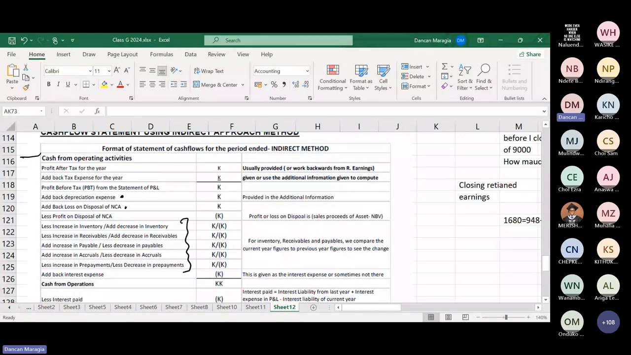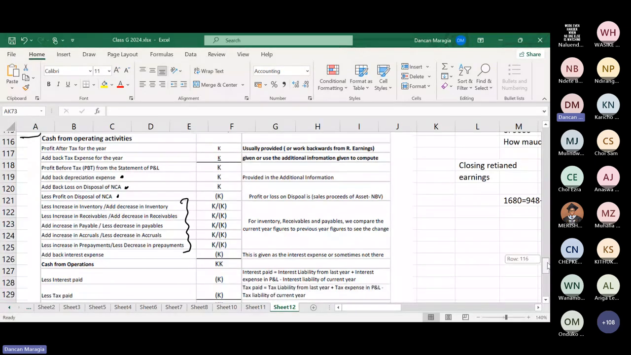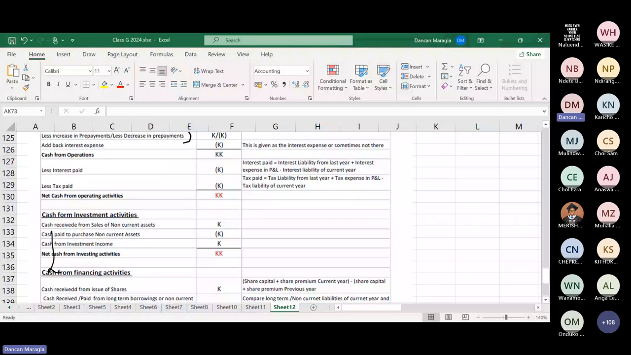Loss on disposal, profit on disposal will also involve non-current assets, and probably you will get it together with those other figures. Then when you come to cash received from sale of non-current assets or cash paid to purchase non-current assets. So all non-current assets figures, some are given directly in the question, some of those you may actually need to calculate from the information given. So that is what I had actually intended with that non-current asset accounts.